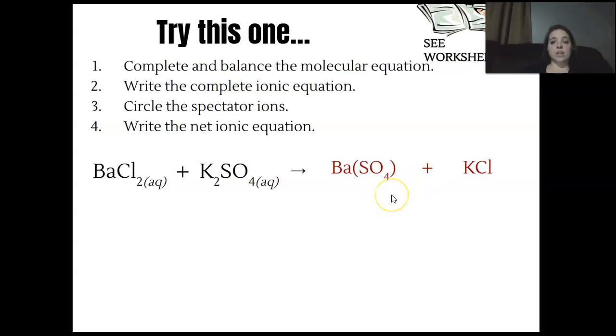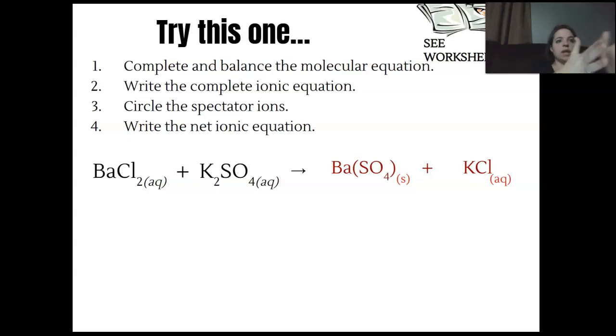And don't forget the phases. So my phases: sulfate with barium makes a solid. It is insoluble. Potassium chloride, again, is aqueous. So I'm left with balancing the equation.